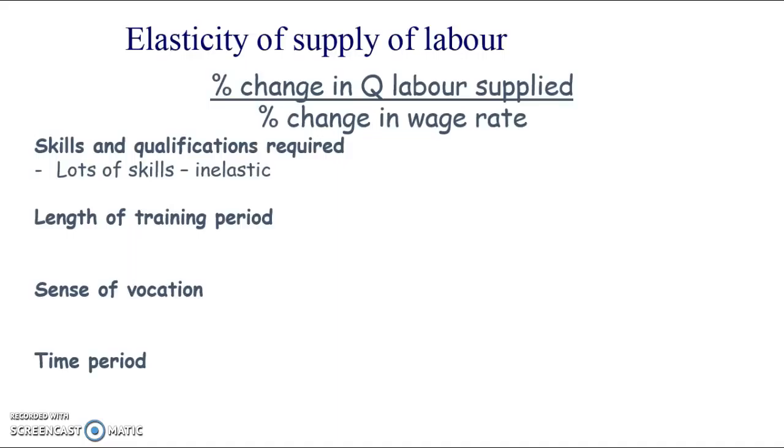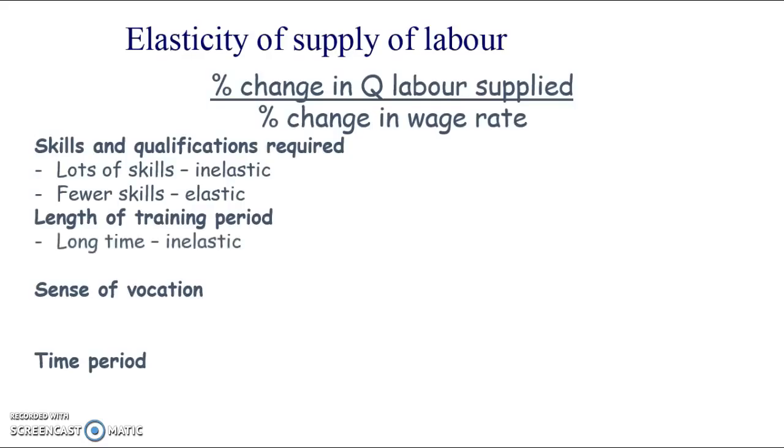So if the wage rate has gone up and you need lots of skills and qualifications for that industry, it's not going to change significantly in the short run, because people need to be able to get those skills and qualifications. Whereas if fewer skills and qualifications are needed and the wage rate goes up, lots of people are going to join that industry, or lots of people are eligible to join.